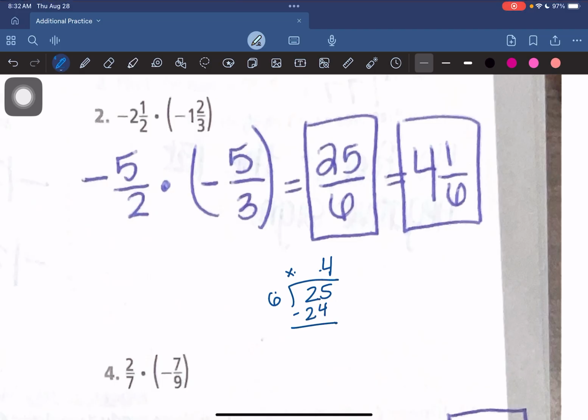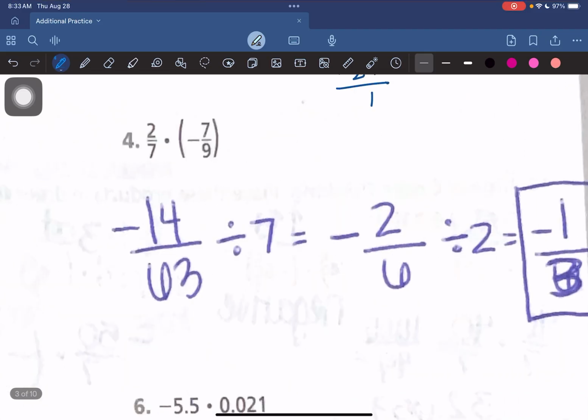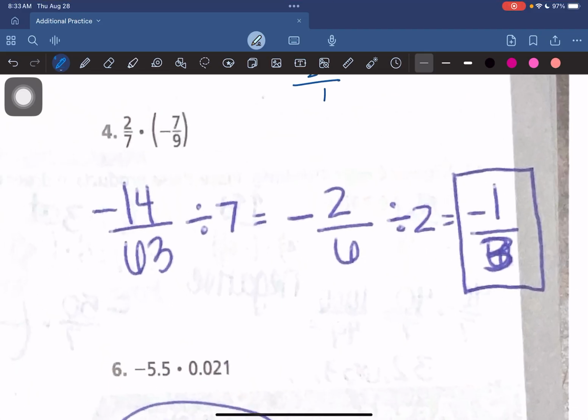We're looking for how many are left over after I apply that 4. There's 1 left over, so the 1 becomes your numerator, and then the number that we were dividing by becomes our denominator, and that is how you would do the long division to get our complete answer. So 4 1/6. Number 3, negative 5 times positive 5 is negative 25, and then 12 times 8 is 96. 25/96, negative.